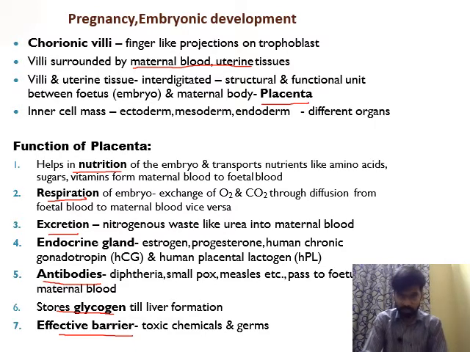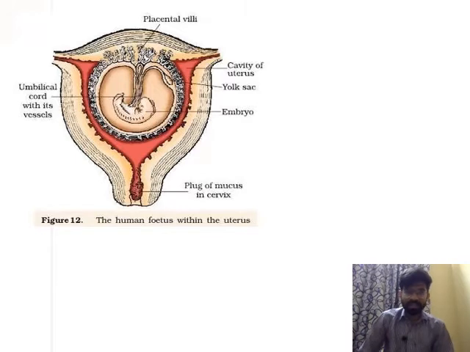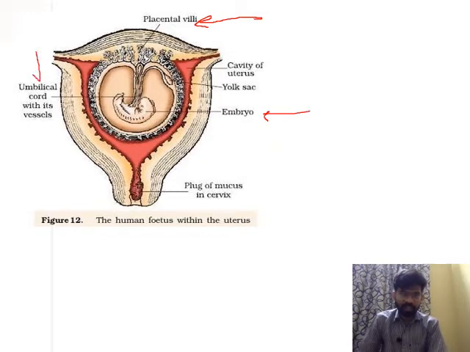These are some functions. You can see here the finger-like projections known as placental villi. I am showing with the red arrow, this one is placental villi. You can see here the developing embryo, and the umbilical cord, which connects the fetus to the maternal uterus lining, and this is the cervix end. So this is the human fetus inside the uterus.